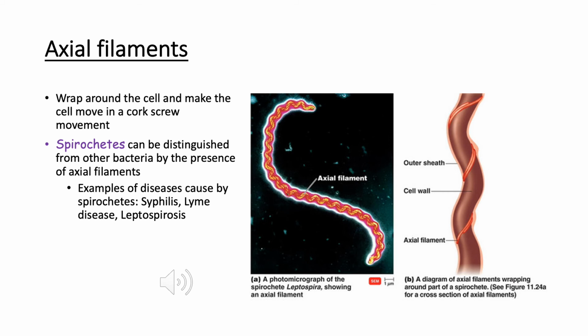Axial filaments are these filaments that wrap around the cell and make the cell move in a corkscrew movement. So spirochetes are organisms that can be distinguished from other bacteria by the presence of these axial filaments. And you can see in the picture a diagram of the axial filaments wrapping around part of a spirochete. So some examples of diseases caused by spirochetes are syphilis, which is a sexually transmitted disease, Lyme disease, which is transmitted through ticks, and leptospirosis. You may have heard of, if you have a dog, there's a vaccine for leptospirosis in dogs.